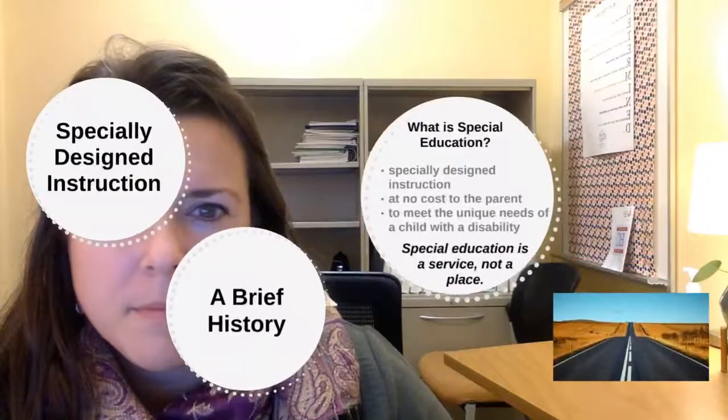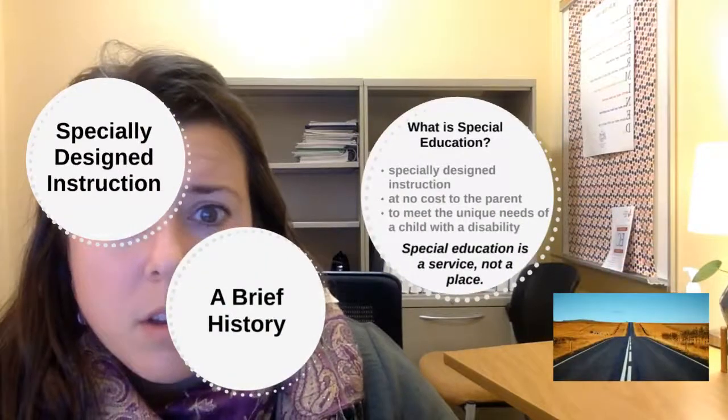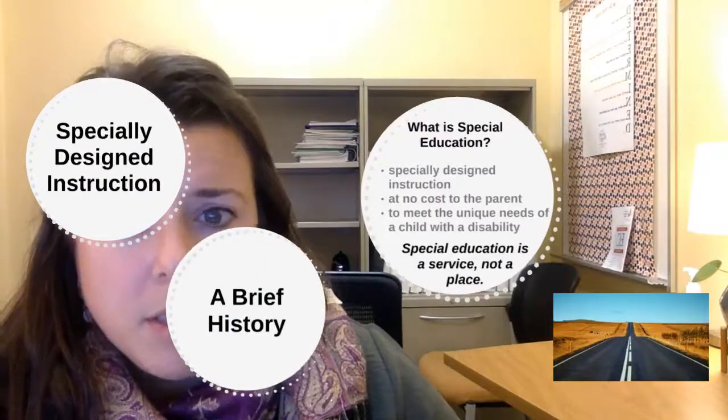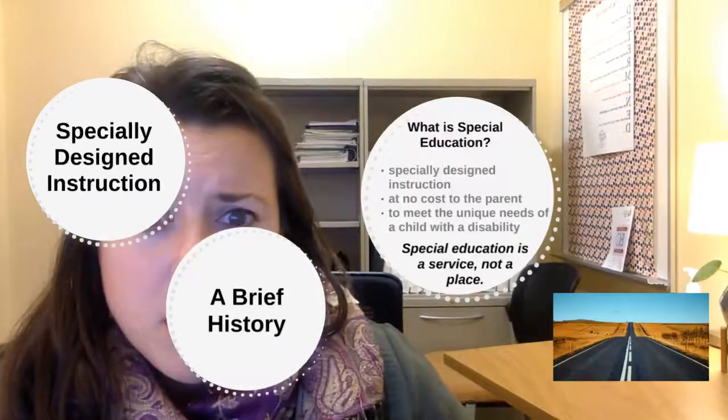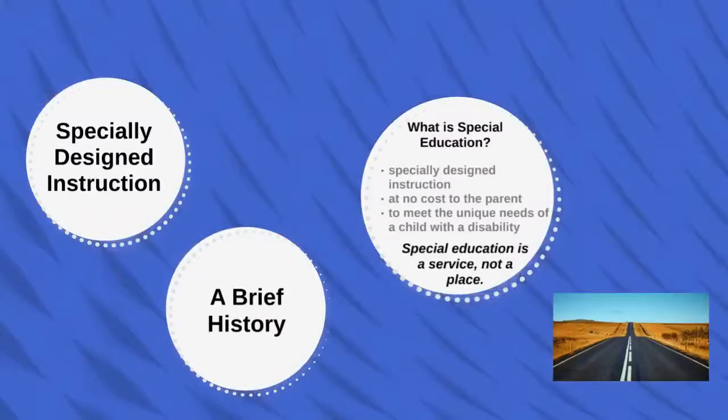We're going to talk about some key facts as it relates to an introduction to understanding special education. So first, let's talk about what is special education. Special education is specially designed instruction at no cost to the parent to meet the unique needs of a child with a disability. Special education is a service, not a place.